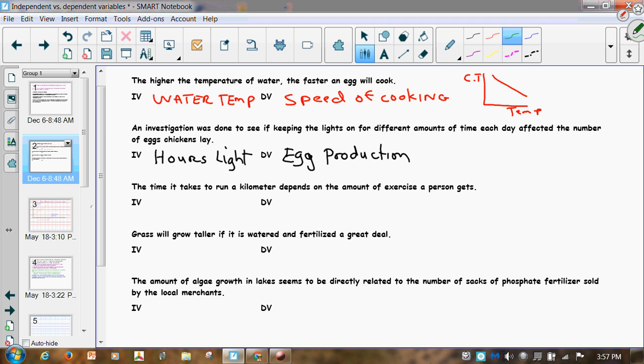Because when it takes amount of exercise, that would be time of exercise, how much time we spend exercising, and the dependent variable would be time to run a mile or kilometer. To run a kilometer, right? Now in this case, both of our variables are time, but the controlling variable would be how much time we spend exercising, and the result would be the time it takes to run a kilometer.